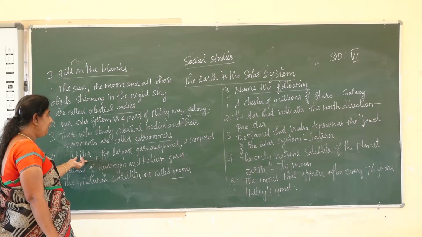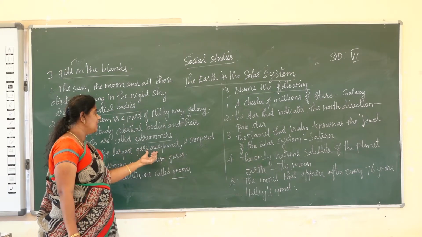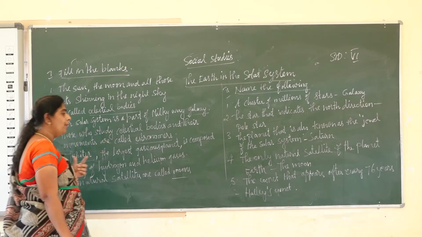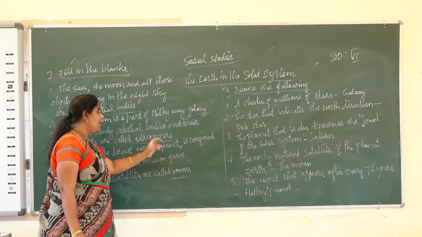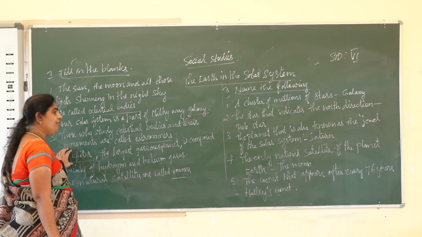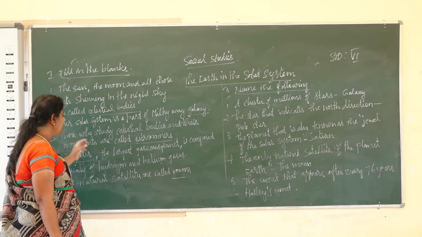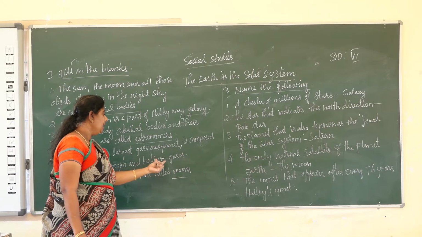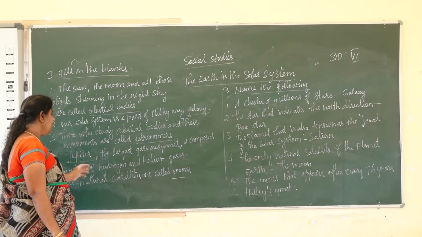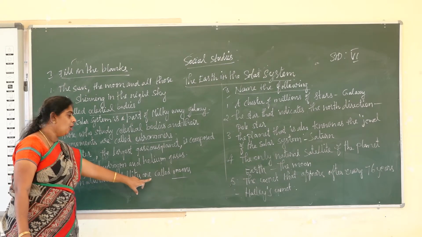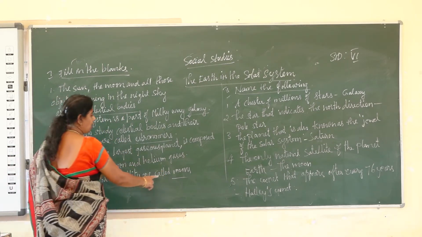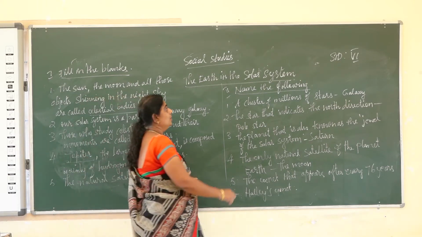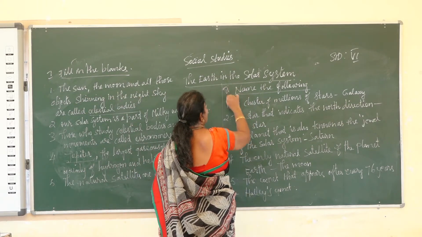Jupiter, the largest gaseous planet, is composed mainly of hydrogen and helium gases. Which gas does it contain? It contains hydrogen and helium. Then the natural satellites are called moons. Next we will go for the second Roman letter.